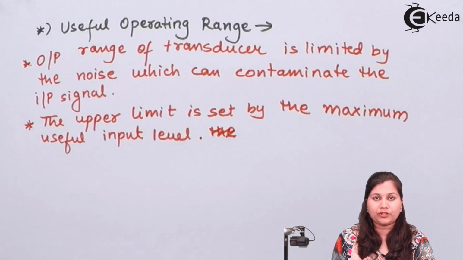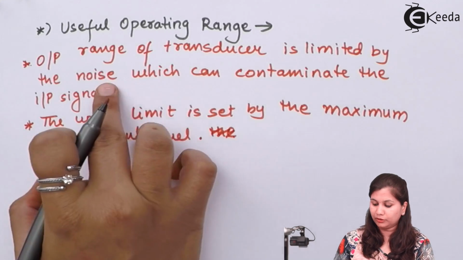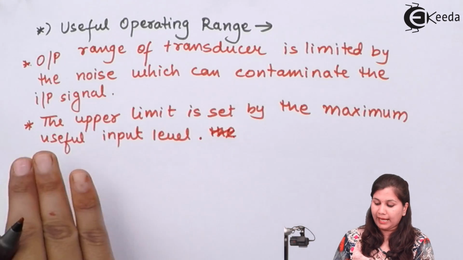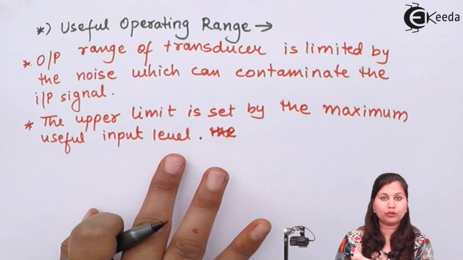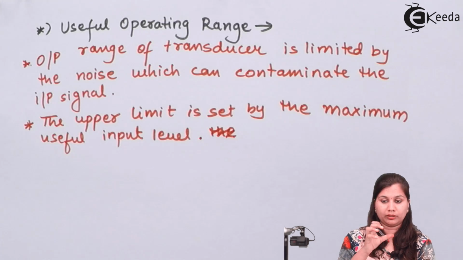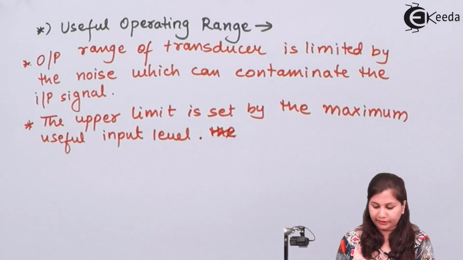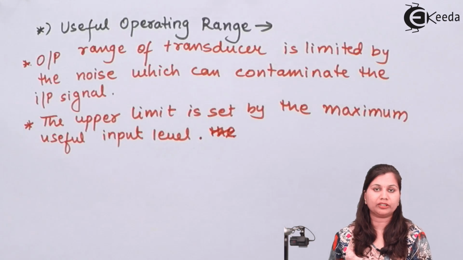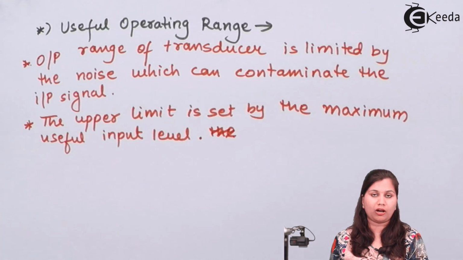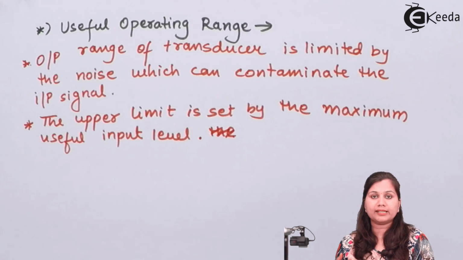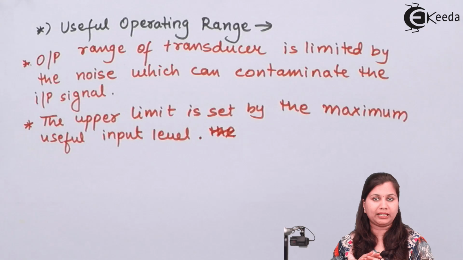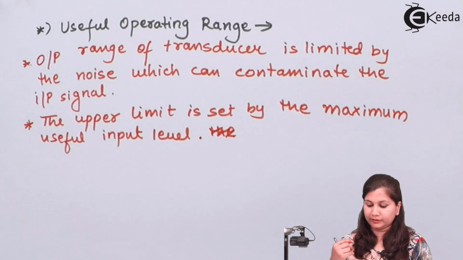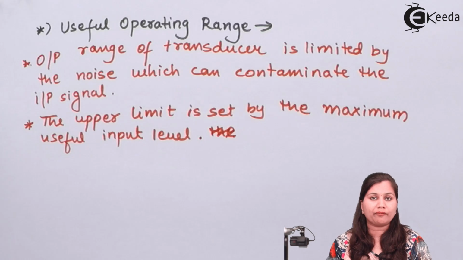So the output range of the transducer is also limited at one end by the noise which can contaminate the input signal, and the upper limit is set by the maximum useful input level or input range of the quantity. Now if we want to increase the output range of the transducer, sometimes an amplifier is added with the transducer so that its output operating range can be increased. But this amplifier can also introduce noise and errors in the system. So the effect of adding an amplifier will be nullified, it will have no effect, and the range cannot be increased by the use of the amplifier.